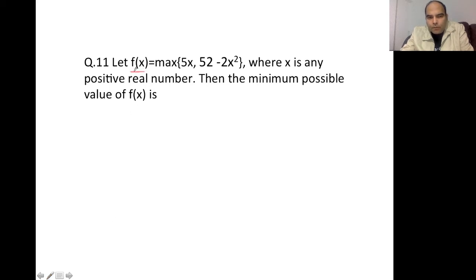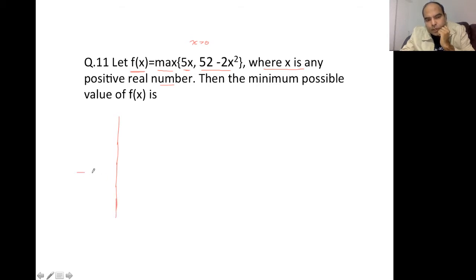f(x) is a function which is the maximum between these two, 5x and 52 minus 2x squared, where x is any positive real number. So we are talking about these two functions for x greater than 0. These kinds of questions are solved graphically.